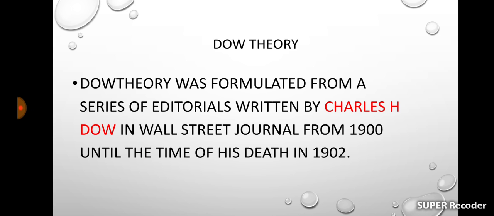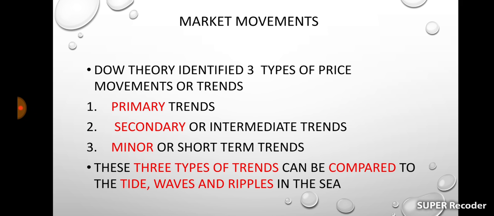Dow Theory was formulated from a series of editorials written by Charles H. Dow in the Wall Street Journal from 1900 to 1902. Dow Theory identified three types of price movements or trends. First one is primary trends, second one is secondary or intermediate trends, third one is minor or short-term trends. These three types of trends can be compared to tide, waves and ripples.